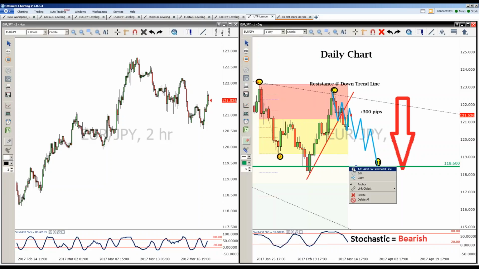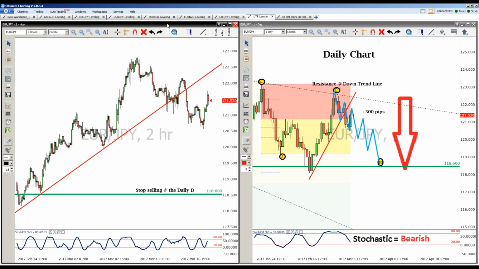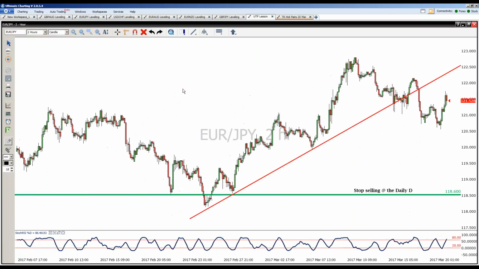Now the first thing I want to do is bring in that daily D extension. And now I'm going to stop selling at the daily D. And there is the counter trend line that's been breached. And now we are heading from the C to the D on the daily.